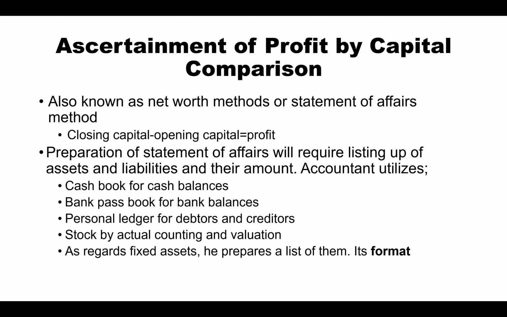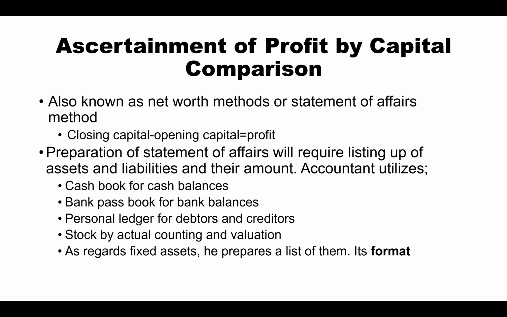Let's look at the ascertainment of profit by capital comparison. So how are we going to ascertain this? It can also be known as the net worth method or statement of affairs method, whereby the closing capital minus the opening capital gives us the profit.